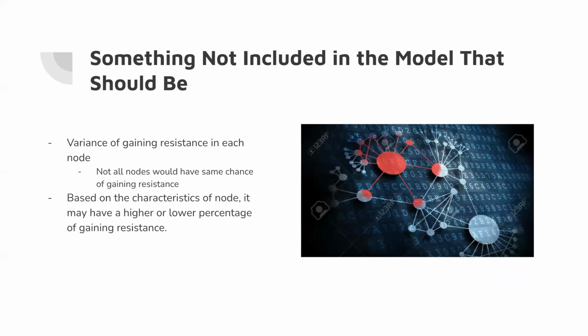One thing we feel is missing from the model is the variance of gaining resistance between each individual node. In this model, each node has the exact same chance of gaining resistance, which is not realistic in a real network. For example, some nodes would have a higher chance of gaining resistance than others based on the characteristics of that node. Furthermore, in a real network, each node would have a different percentage of becoming infected in the first place for the same reasons.